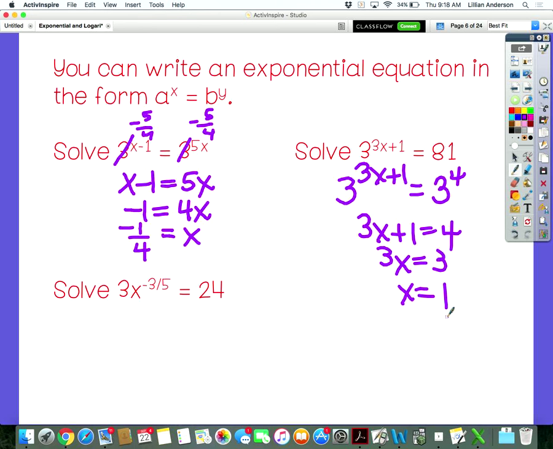Over here, this is a little different. Can I rewrite 24 to have a base of 3? No, we can't. But if we notice, is the x in our exponent? No, it's right side by side with 3. So we're really just solving for x. We won't be able to use the trick that we used for the other two. So how would you suggest we solve for x? Anybody?